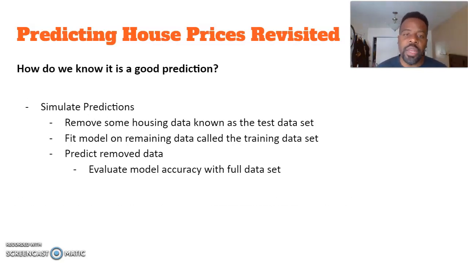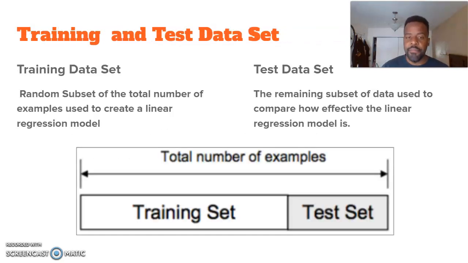The way we want to do that is to actually simulate predictions. We do this by removing some housing data, known as a test data set. We want to fit the model on the remaining data set, so create a line of best fit, our regression line. And we want to see, for the information that we removed, are we able to predict it from the new regression line? We evaluate how close we were able to do that through accuracy, how accurate the model was with the full data set.